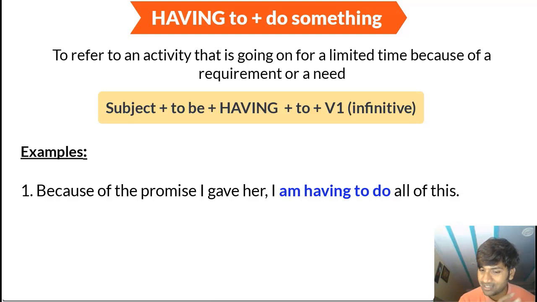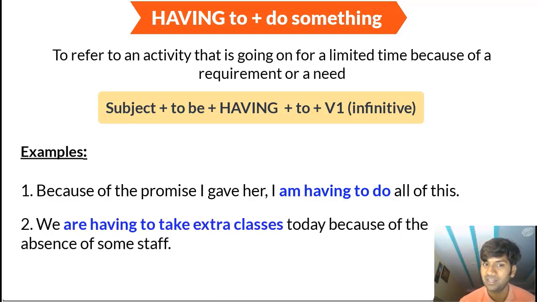And this action is still going on, and it's a need, it's a requirement, and I'm doing it, and it will be over soon, right? So because of something, I'm having to do it. If I say I have to do something, you're probably not doing it right now. You'll be doing it. It's a responsibility that you'll be following, right? But when you say I'm having to do something, I'm having to take the class, I'm having to clean the floor, you're doing it right now, and because of something, you're doing it. Somebody is making you do it.